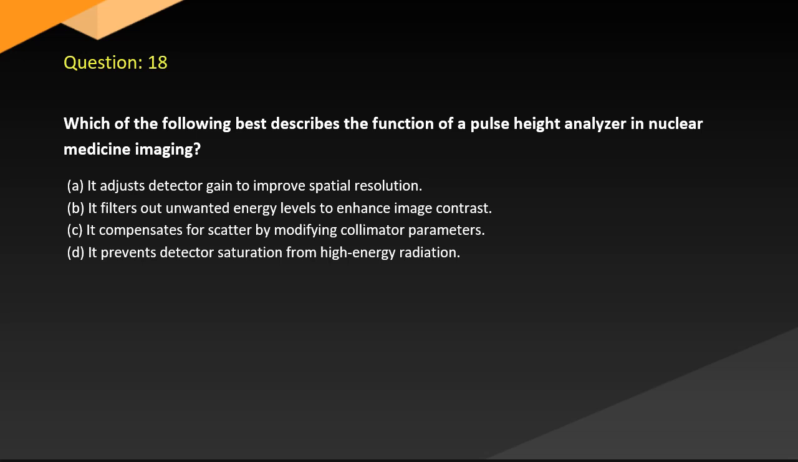Question 18. Which of the following best describes the function of a pulse height analyzer in nuclear medicine imaging? A. It adjusts detector gain to improve spatial resolution. B. It filters out unwanted energy levels to enhance image contrast. C. It compensates for scatter by modifying collimator parameters. D. It prevents detector saturation from high energy radiation.